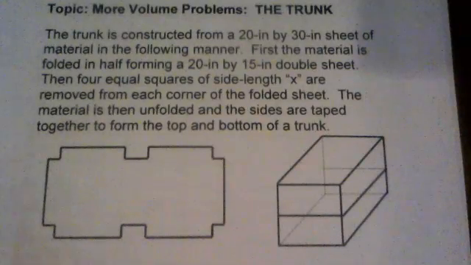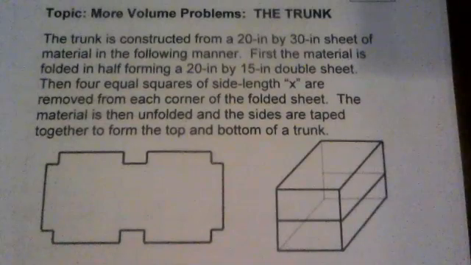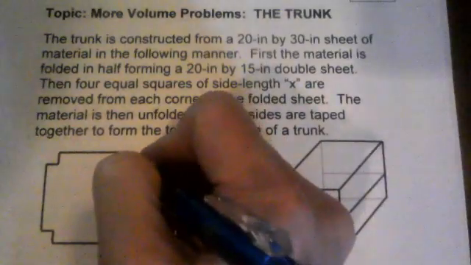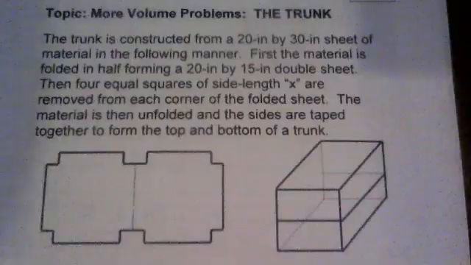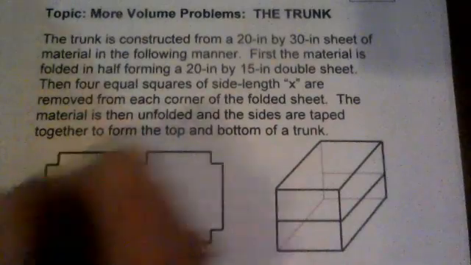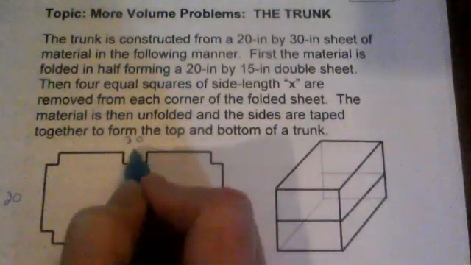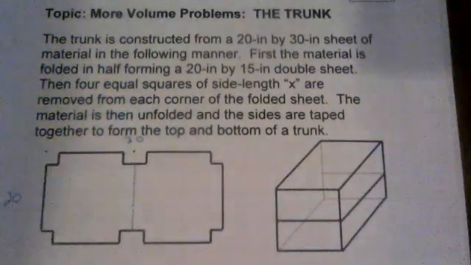In our last example of a volume problem involving our rectangular boxes, we're building a trunk, or basically it's going to look similar to two open boxes just sitting on top of one another. In this one, it says that we have a 20 by 30 inch sheet of material, and the material is folded in half. So right along here, it was 20 by 30, but they're folding it in half so that from here to here is just going to be 15 inches.